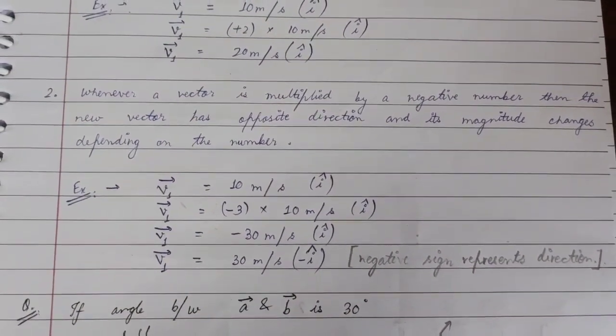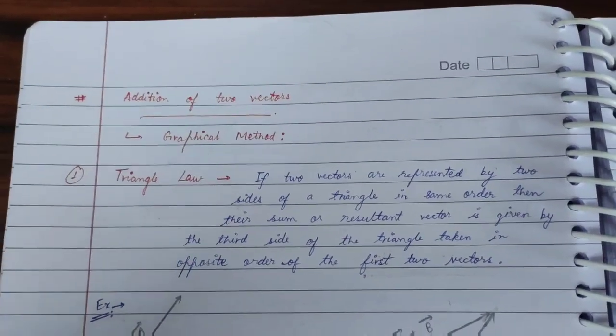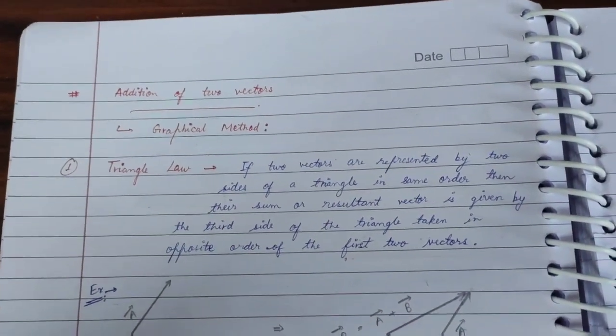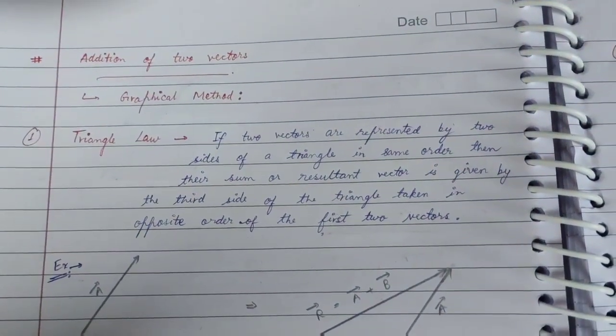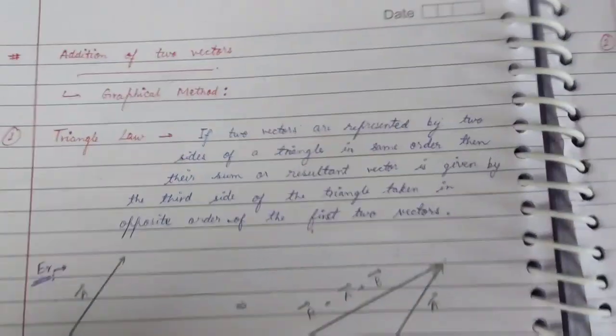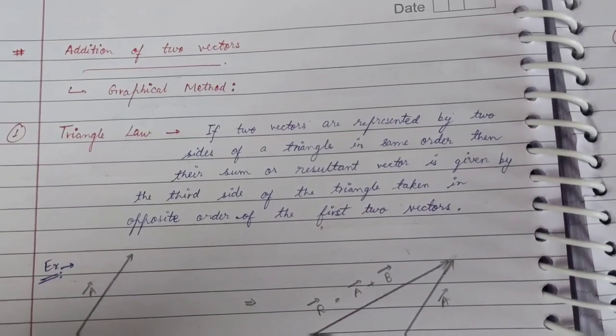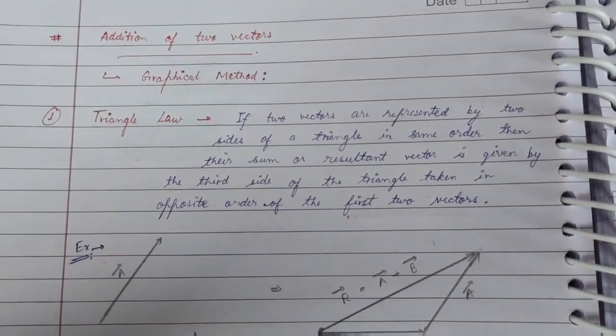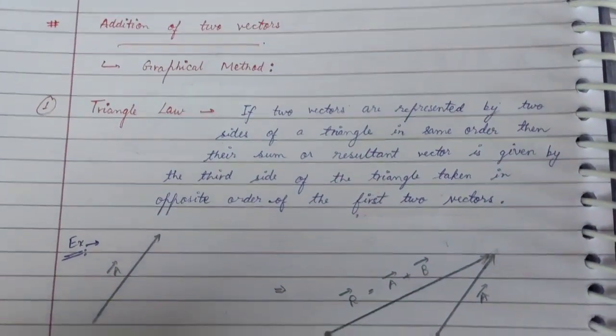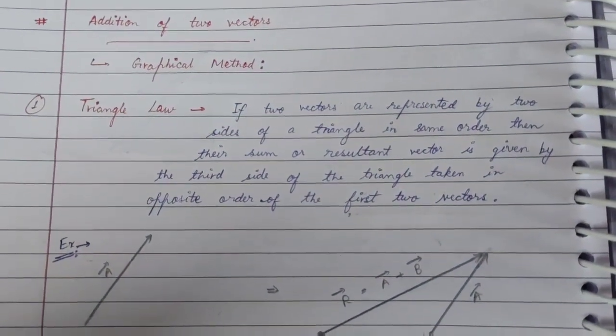Now let us move to another topic. Another topic here is addition of two vectors. Basically there are two methods, graphical method and analytical method. Let us see the graphical method. In graphical method there are two methods, triangle law and parallelogram law. Let us go with the triangle law first. Now let's read the statement.